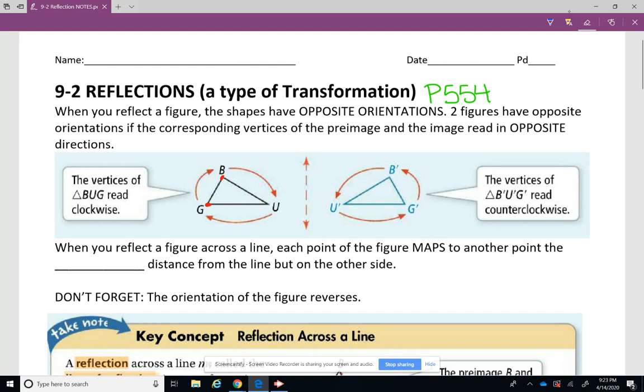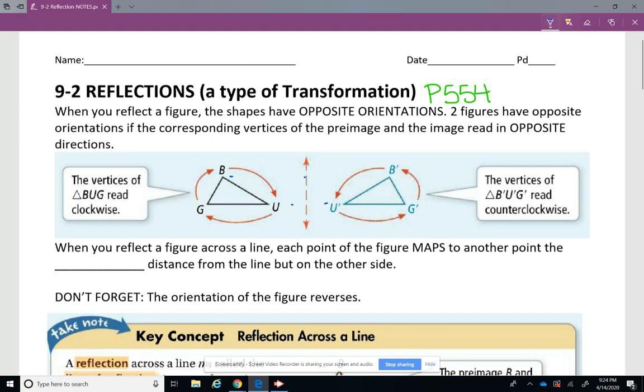Now, you can also tell that each of these are the same distance from this line right here. I'm going to make this line in blue. U is the same distance from that line as U prime is. B is the same distance from that line as B prime is. G is the same distance from the line as G prime is. And that's how it's going to be with a reflection. The pre-image and the image will be the same distance from the line that they are being reflected over.